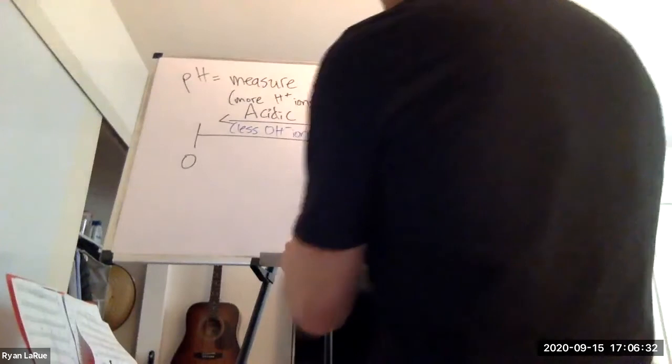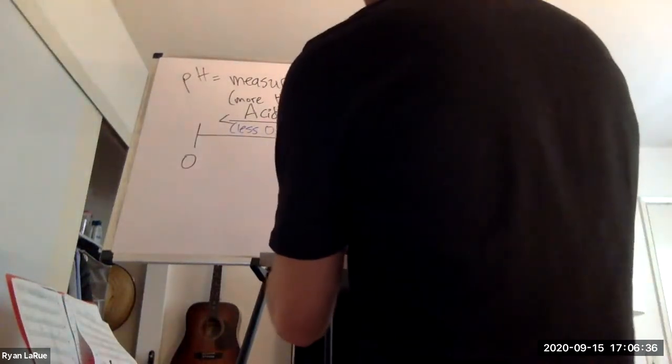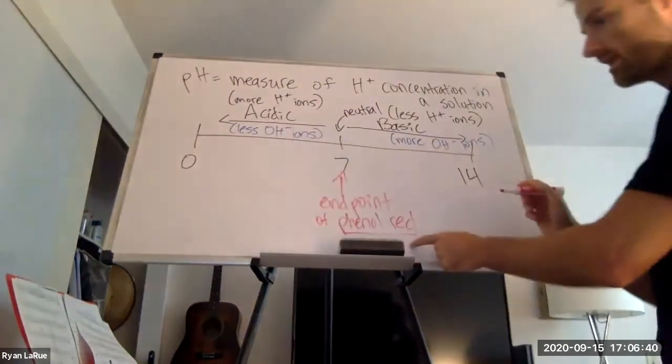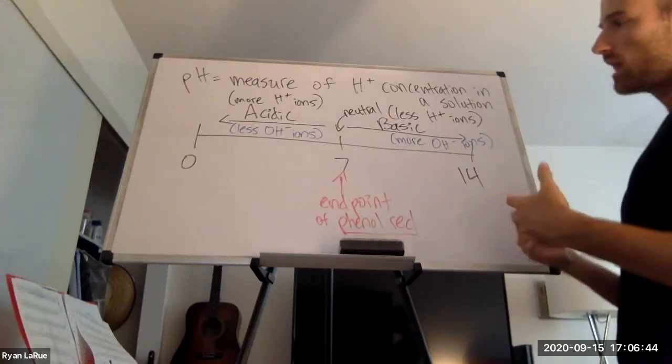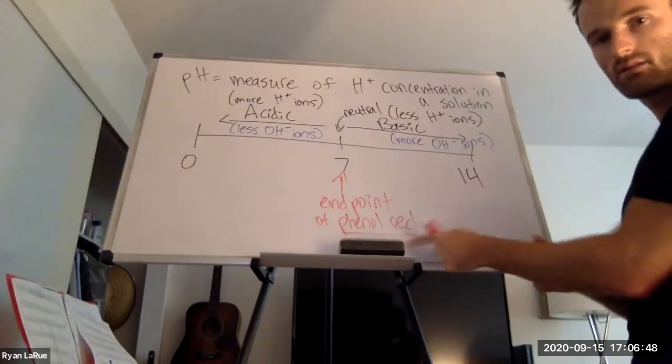So 7 is the endpoint of phenol red. Phenol red is red. Now, at pH 7, we see red.